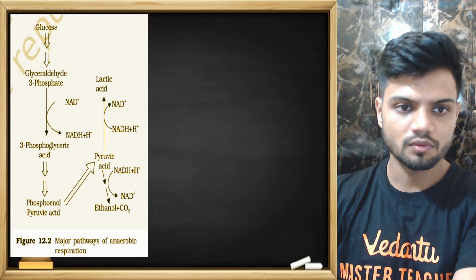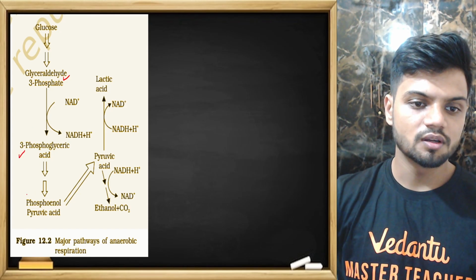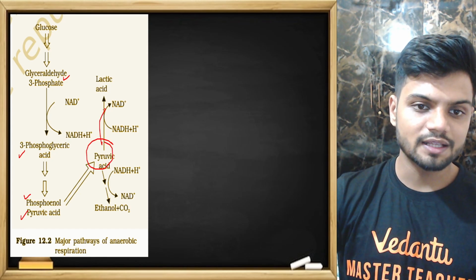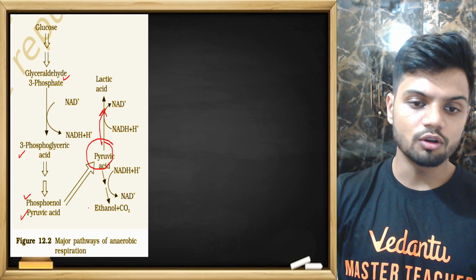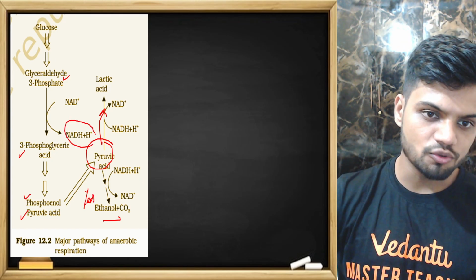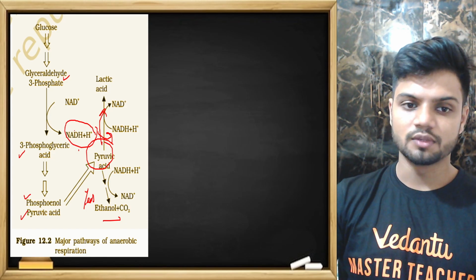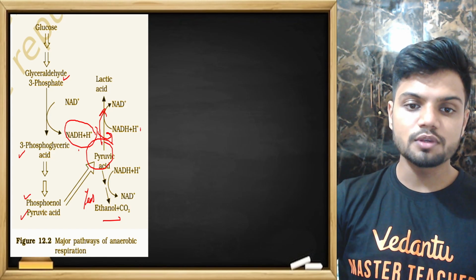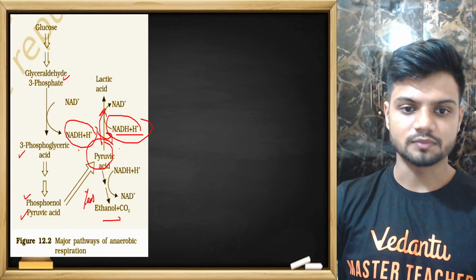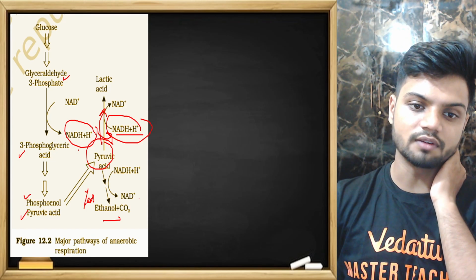Clear? So what is happening here? Glucose to glyceraldehyde 3-phosphate, 3-phosphoglyceric acid, phosphoenolpyruvate, PEP. Till here it is glycolysis. Now pyruvic acid can undergo lactic acid fermentation in the case of muscle cells or bacteria, and alcoholic fermentation in the case of yeast. In both cases, whatever NADH is produced here is used here. That is why NCERT says reoxidized. So the NADH produced earlier is reused here, and NADH is converted back to NAD plus.